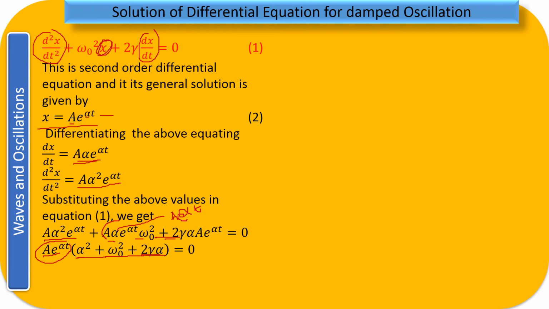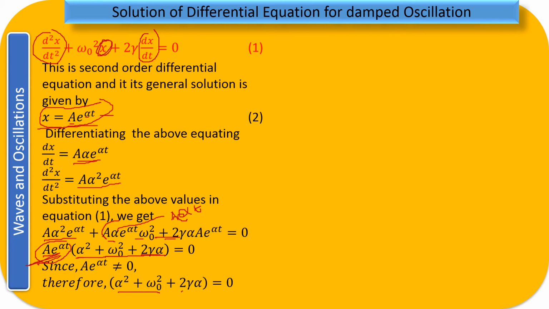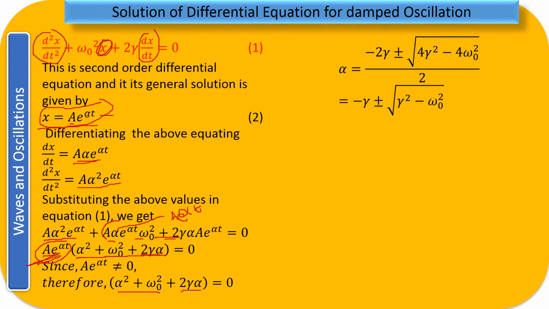But a e to power alpha t cannot be 0, because this is a general equation. What I know is x equal to a e to power alpha t, so a e to power alpha t that we are seeing over here cannot be 0. So then what can be 0? To make this equation consistent, alpha square plus omega naught square plus 2 gamma alpha must equal 0. This is what I have written over here. Therefore alpha square plus omega naught square plus 2 gamma alpha is equal to 0. So let's proceed further.